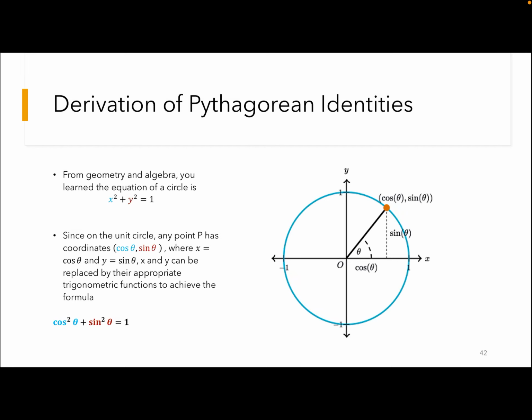Hey students, in this video we're going to cover verifying identities. We're going to start with deriving the Pythagorean identities.